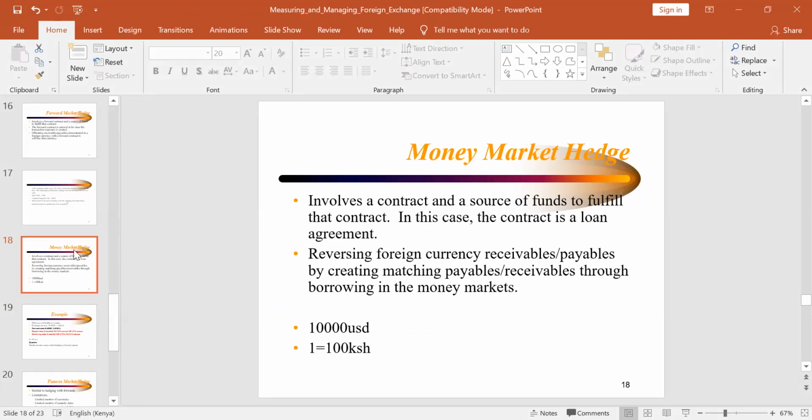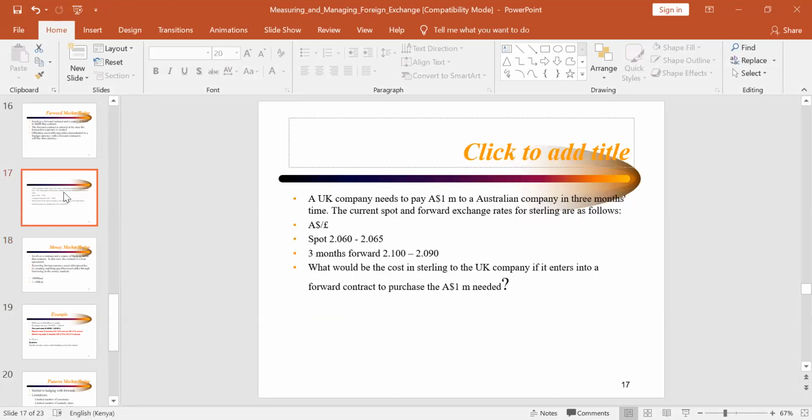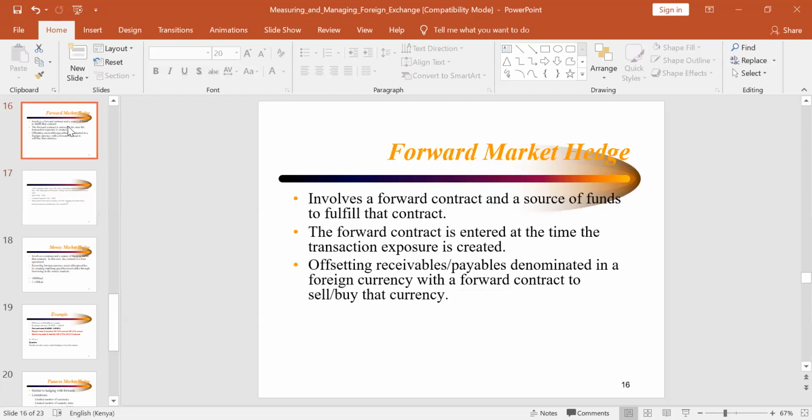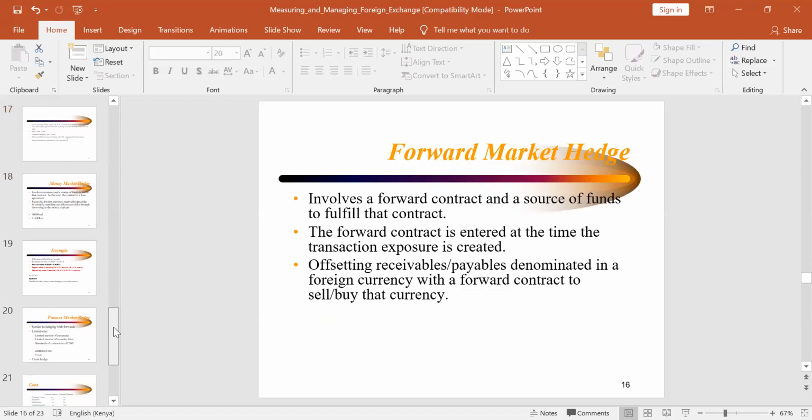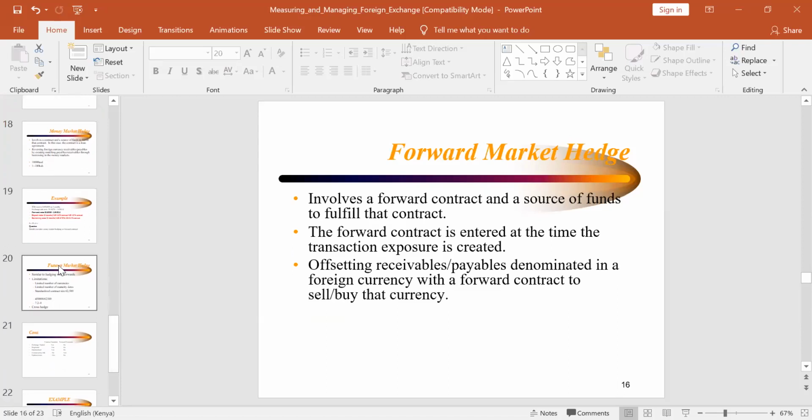There's another example. I think if you ever do financial risk management, you will discuss money market as a speculative tool. But now for this class, we are using it purposely for hedging. I don't know whether there's anyone with questions so far. Any question?